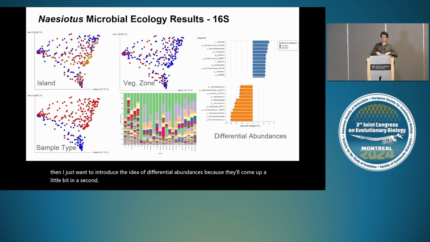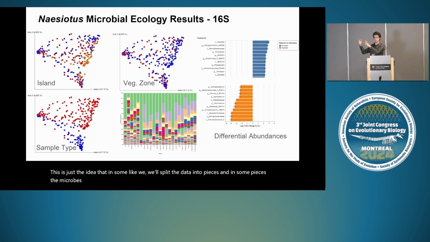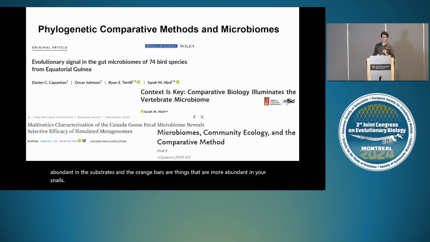This is just the idea that we'll split the data into pieces, and in some pieces, the microbes are more abundant in those types of samples compared to the other types of samples. So here you can see the blue bars represent microbes that are more abundant in the substrates, and the orange bars are things that are more abundant in your snails. My snails, I guess.